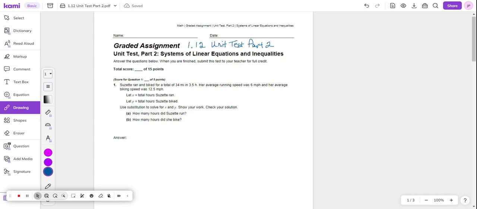Remember, X is going to be the total hours that Suzette ran, and Y is going to be the total hours that Suzette biked. So you're going to start by writing a system of equations, so two equations, both including X and Y. And then you're going to use the substitution method. Remember, we had substitution and elimination. They're asking you to use the substitution method and show your work.